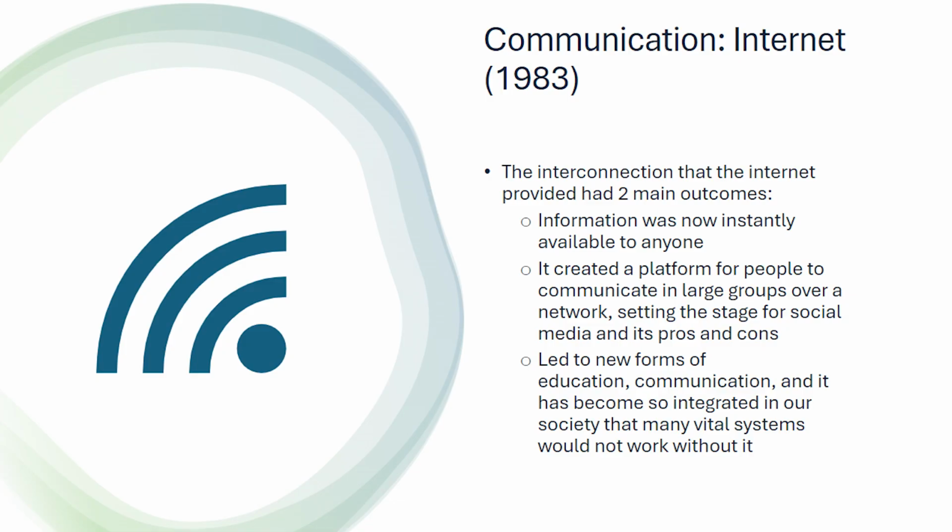Another group of innovations from 1900 onwards is communication. One innovation in communication is the internet, which was founded in 1983. The interconnection that the internet provided had two main outcomes. Information was now instantly available to anyone. It created a platform for people to communicate in large groups over a network, setting the stage for social media and its pros and cons. And it led to new forms of education and communication, and it has become so integrated in our society that many vital systems would not work without it.